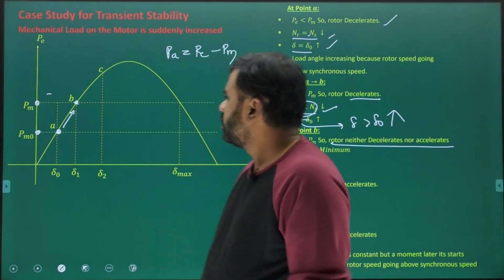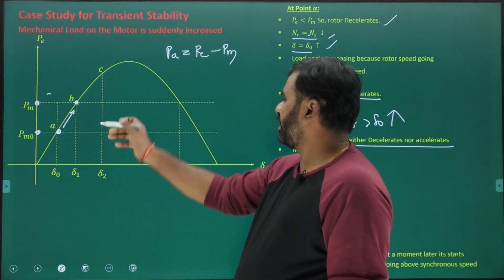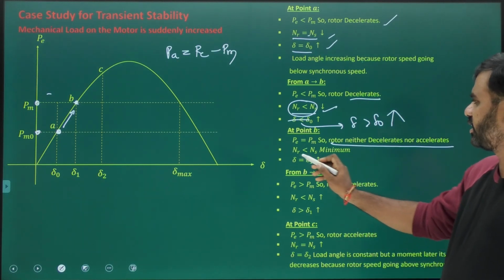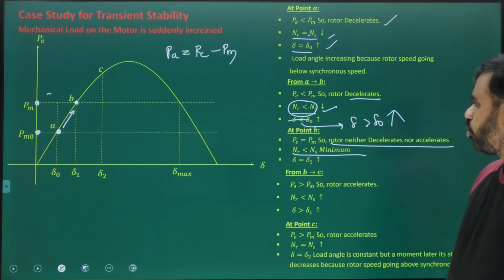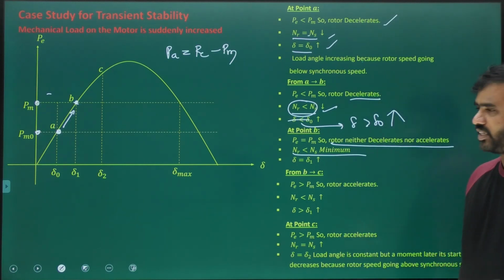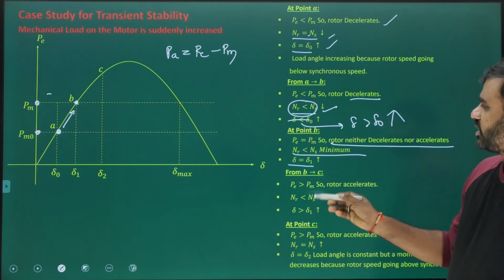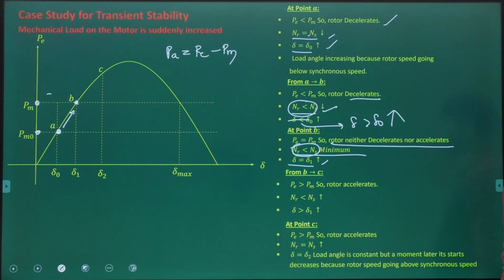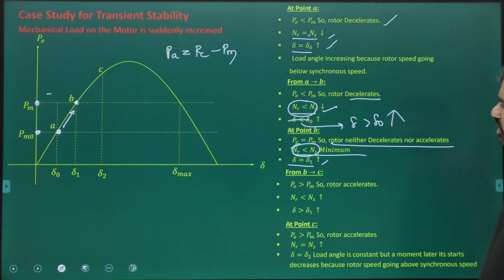No. Why? Because at this point rotor speed is what now? Decreasing and it is becoming less than synchronous speed. Ultimately rotor speed is less than synchronous speed, a minimum here. Okay, because after that point rotor speed is going to increase. But load angle is what now here? Delta 1, but it is in increasing trend. Why? Rotor speed less than synchronous speed means always load angle will increase. Okay, clear? Now after that from B to C what happens here?